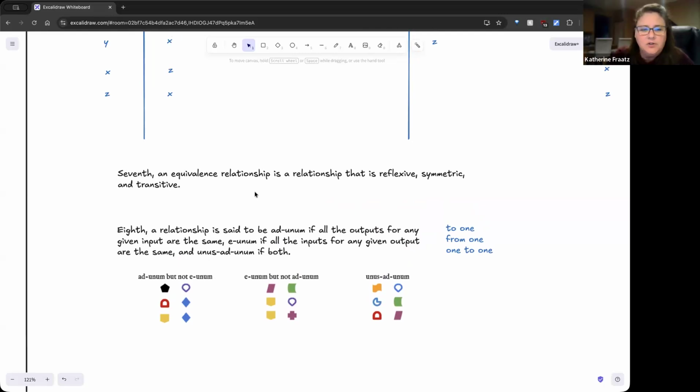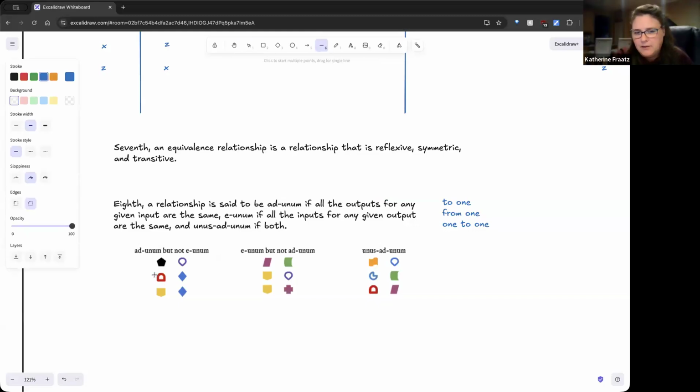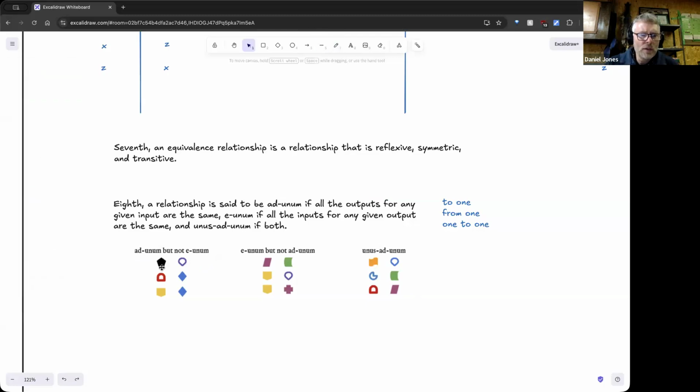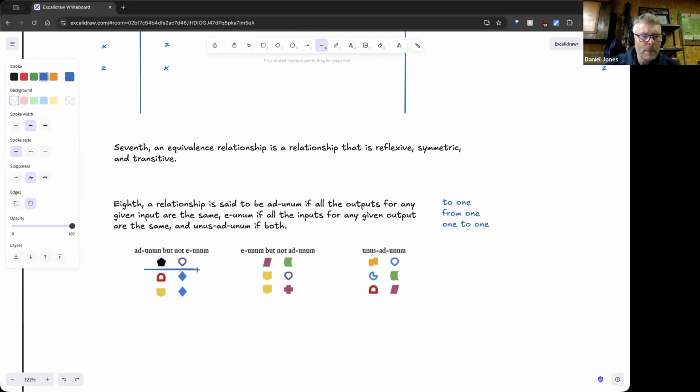I'm actually stuck on the 2-1 because to me it looks like the outputs are not the same. So how are the outputs the same in the ad unum but not e unum? For any given input, you have to pick an input. So it's not that there's no relationship between these three pairs. We're not saying that all the outputs are the same. It's not that there can't be two of the same outputs. It's that there can't be two of the same outputs for any given input.